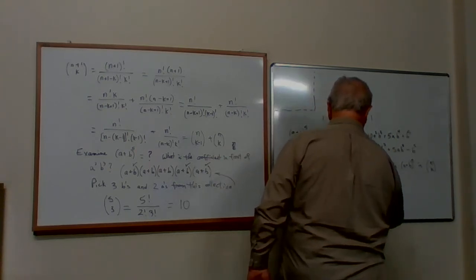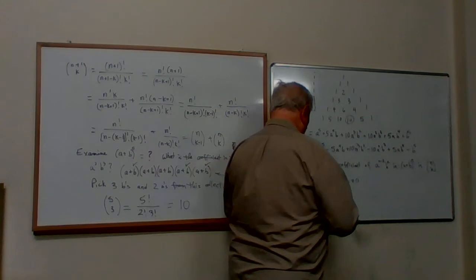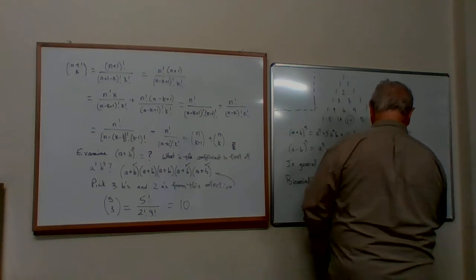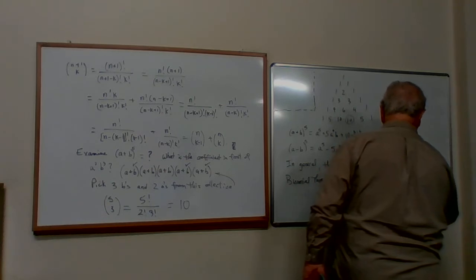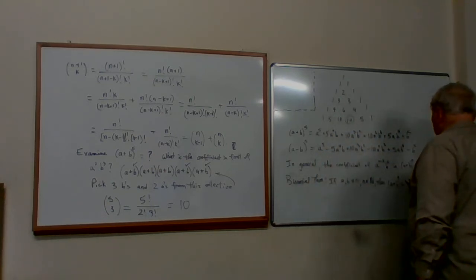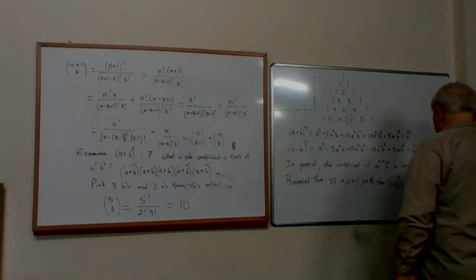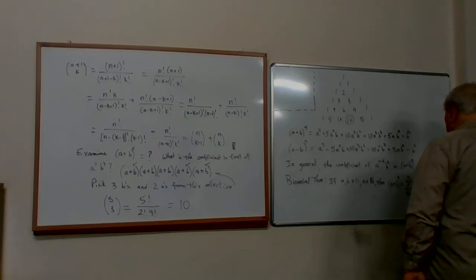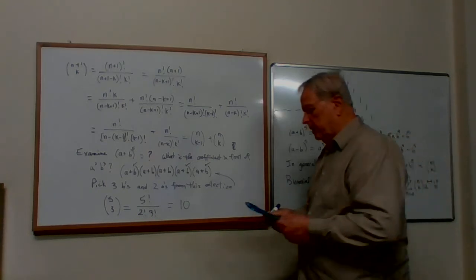If a and b are not 0, because if either or both of them are 0, this is pretty trivial. But if a and b are not 0, and n is a natural number, then a plus b to the n is the sum from k equals 0 to n of n choose k, and then this term, a to the n minus k, b to the k. Proof.